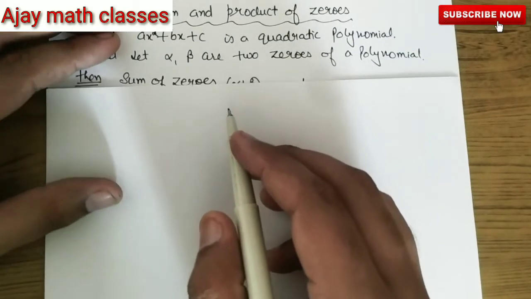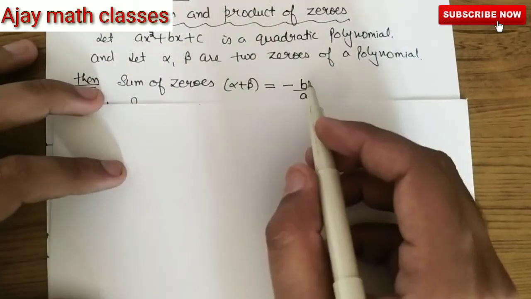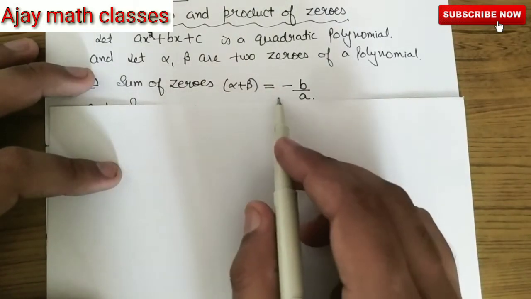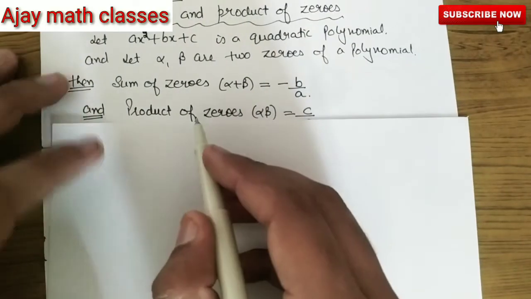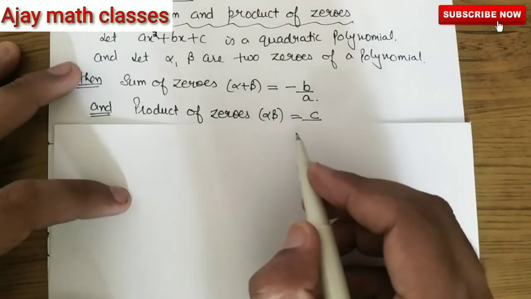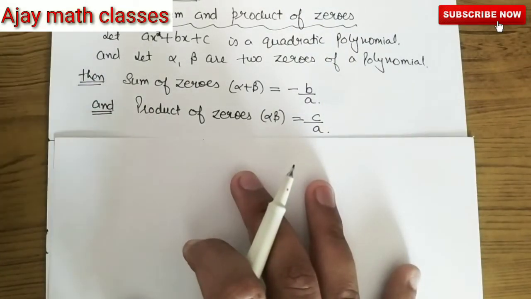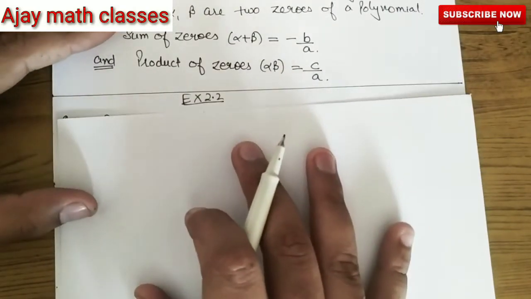Now the concept is we can find the sum of these zeros directly by using these formulas. The first one is sum of the zeros, alpha plus beta, is equal to minus b over a, and the second is the product of zeros, alpha beta, is equal to c over a. These formulas we will use in this exercise.